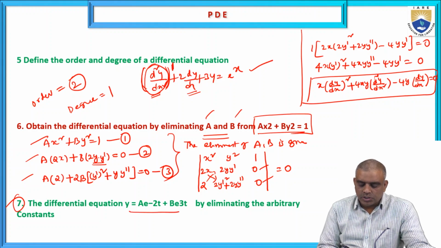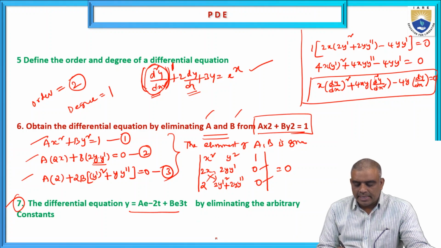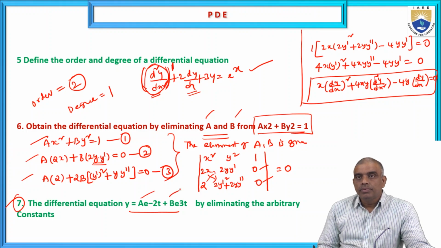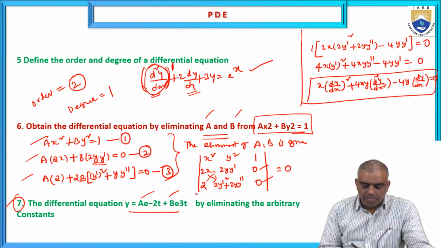Now the 7th problem: find the differential equation of the function y is equal to a into e power minus 2t plus b into e power 3t by eliminating the arbitrary constants. Similar problem. Here also a and b are 2 constants. We eliminate a and b by differentiating. Similar model, you can solve the equation.